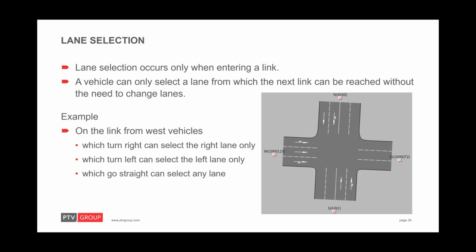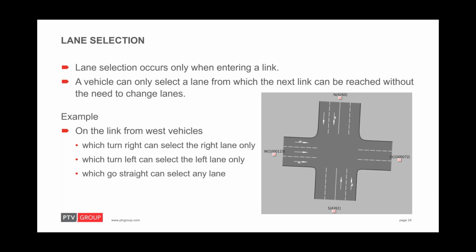Then there's also a lane selection model. In the simplified form of the lane selection model, lane selection occurs only when first entering a link. So when there's a link-to-link transition for the vehicle, a vehicle can only select a lane in the next link which can be reached without the need to change lanes.